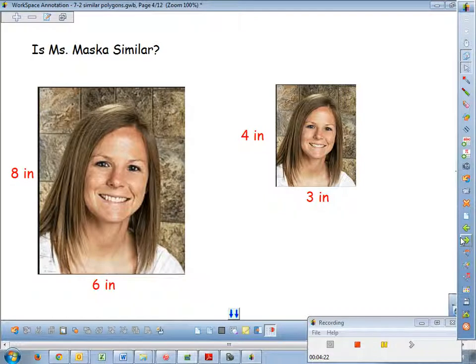What do you think about that one? That's way better looking than Mr. Dreyer right there. Is Ms. Maska similar? Well, obviously, rectangular will assume 4 right angles, 4 right angles. Are we okay with that?